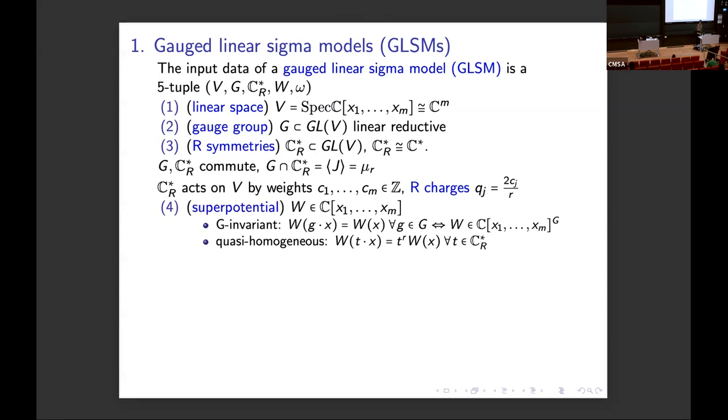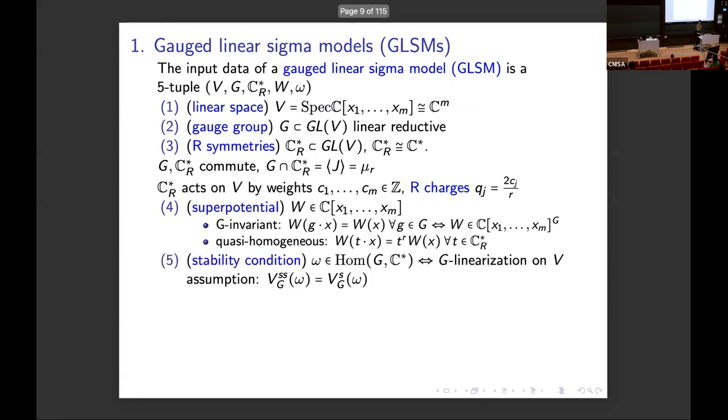So then the so-called superpotential is just a polynomial in the coordinates x1 to xm, and it's assumed to be G invariant under the action of the gauge group. And with respect to the action of R symmetries, it's quasi-homogeneous. So we have V, G, C star R, W, and the last condition is a stability condition.